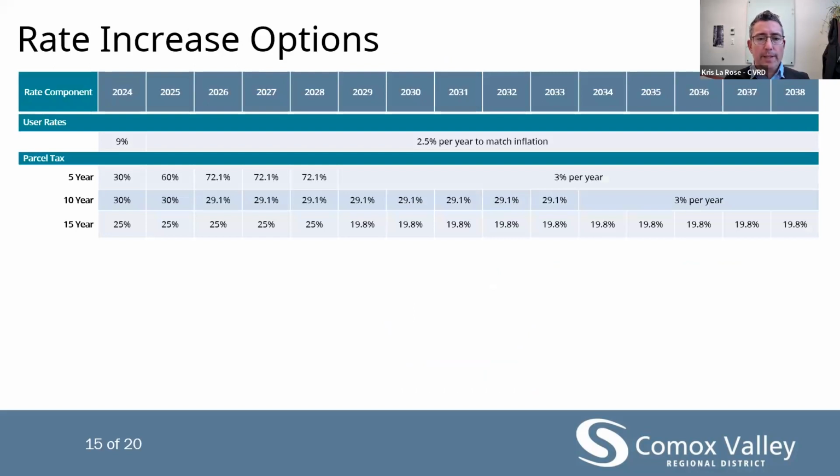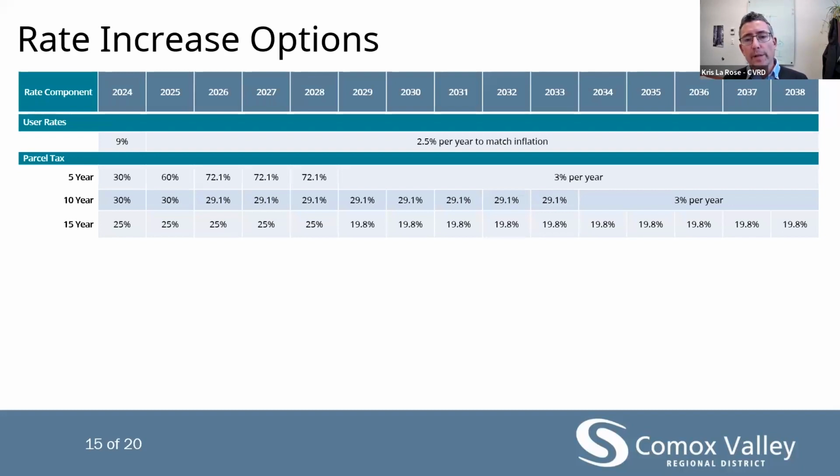So with keeping that forecast in mind, here are the anticipated rate increases to the two key fee components, user rates and parcel taxes. For user rates, an initial boost to rates is necessary next year to help achieve the necessary funding levels. After that first bump, it'll continue at the 2.5% inflation rate. So there'll be a 9% increase in 2024, which includes the 2.5% inflation rate, and then an annual 2.5% increase to align with inflation over the following years.